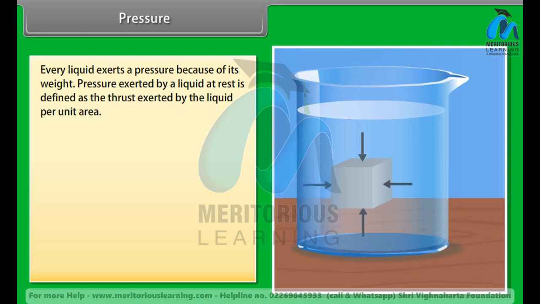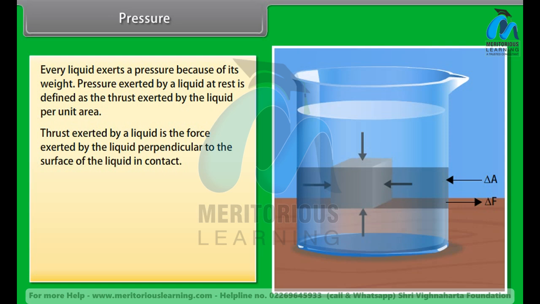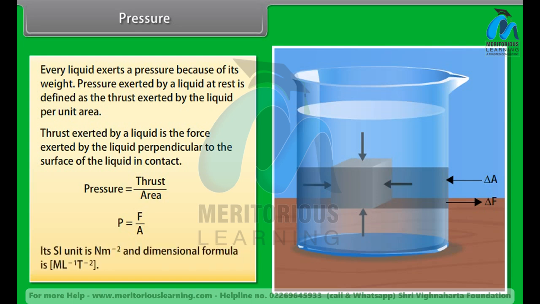Pressure exerted by a liquid at rest is defined as the thrust exerted by the liquid per unit area. Thrust exerted by a liquid is the force exerted by the liquid perpendicular to the surface in contact. Pressure is equal to thrust upon area. P = F/A. Its SI unit is Newton per square meter and the dimensional formula is M L^-1 T^-2.